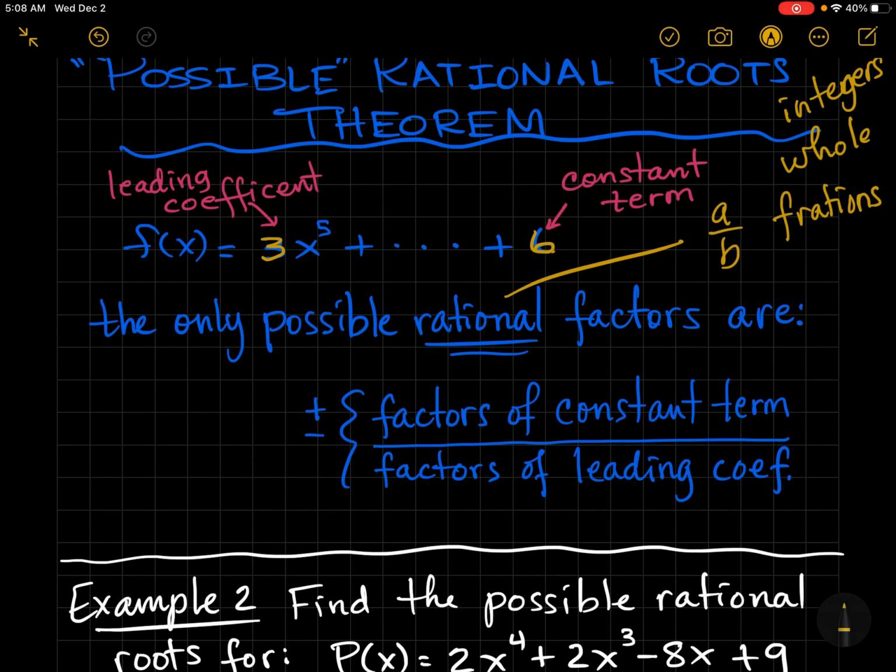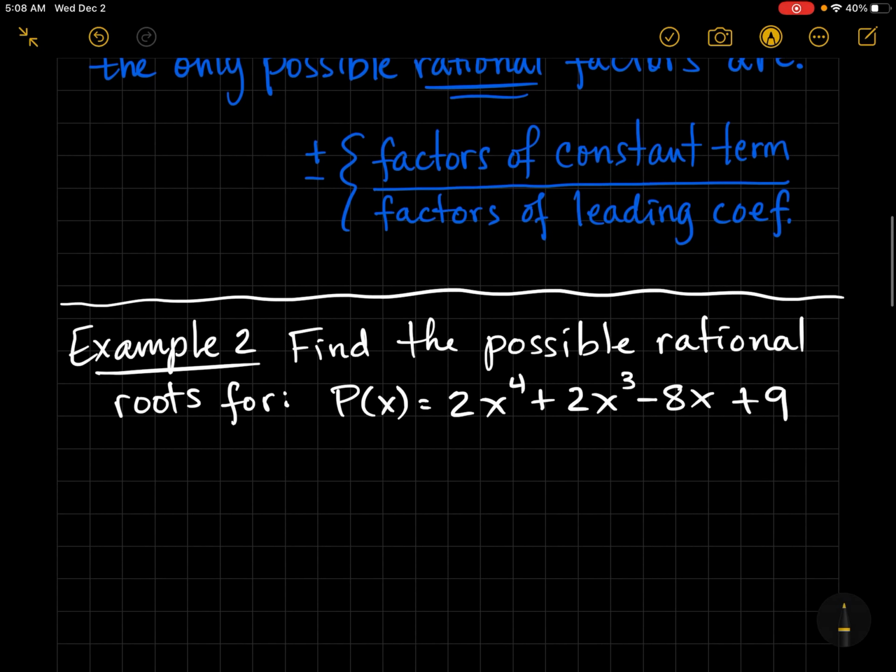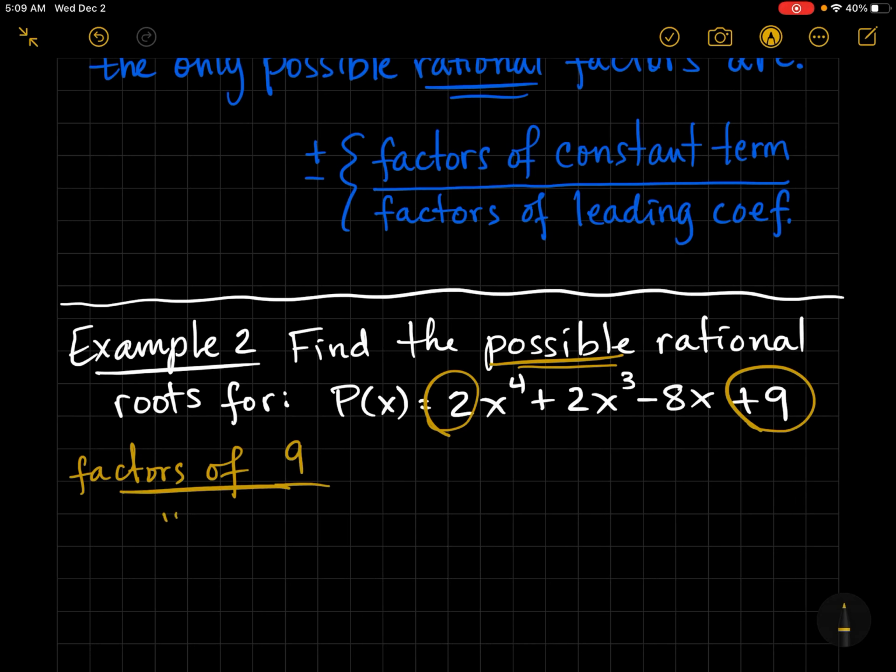So what you do is you take the factors of the constant term and put them over the factors of the leading coefficient. Let's see how this works. So find the possible, didn't ask you to factor, just the possible rational roots. So we're going to take the constant term and the leading coefficient. So I want the factors of 9 over the factors of 2. And I want plus or minus on both of those.